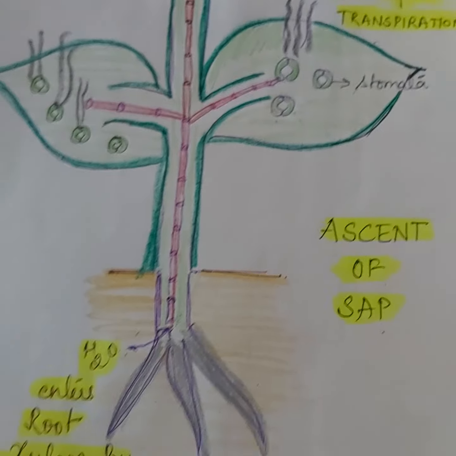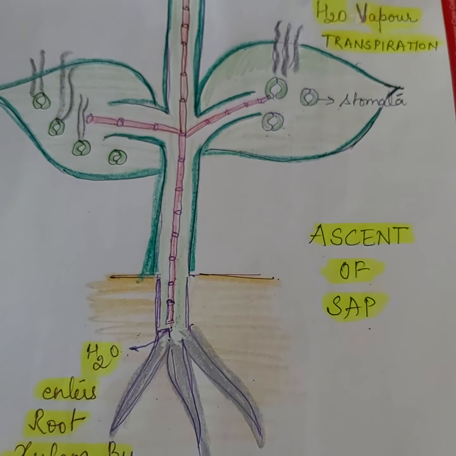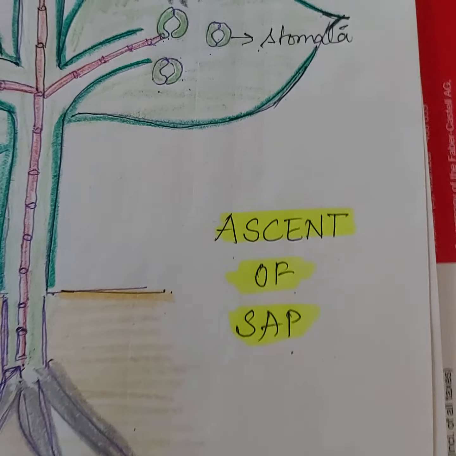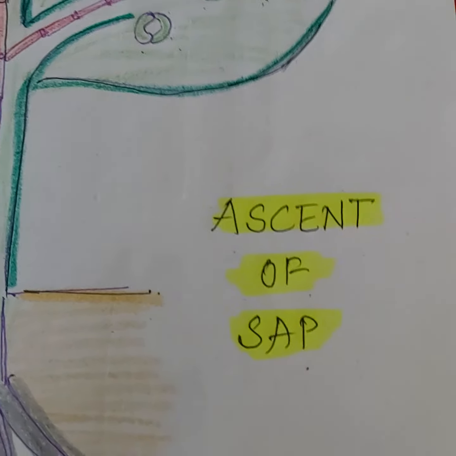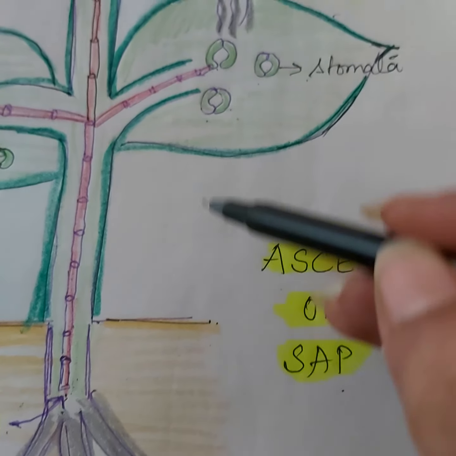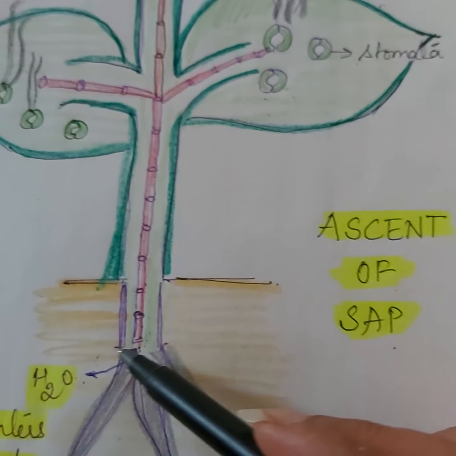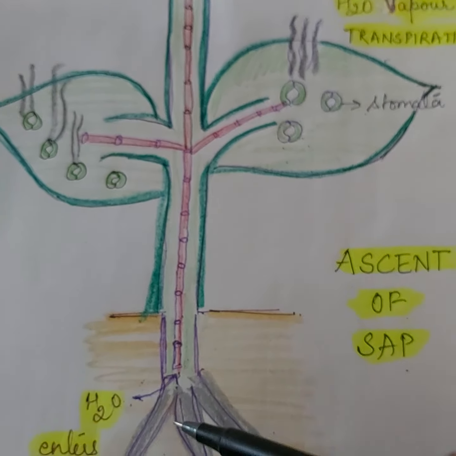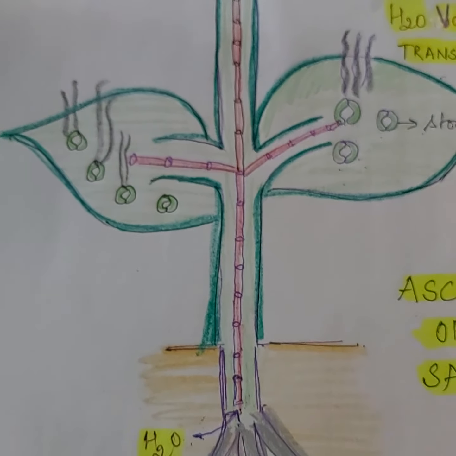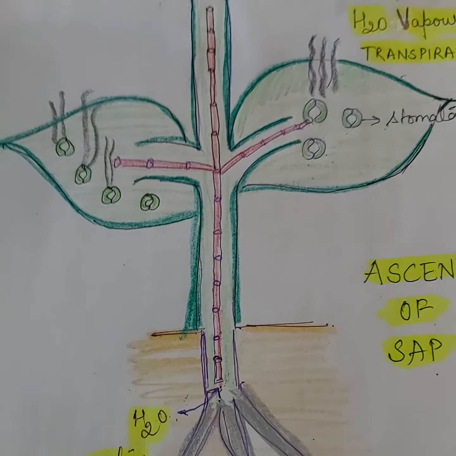This upward movement of water through the xylem elements by the suction pull of transpiration is called ascent of sap. Ascent means moving from lower to upward direction. Sap means the fluid containing water and minerals. So this process is called ascent of sap, and this is how water is transported with the help of xylem tissue in plants.